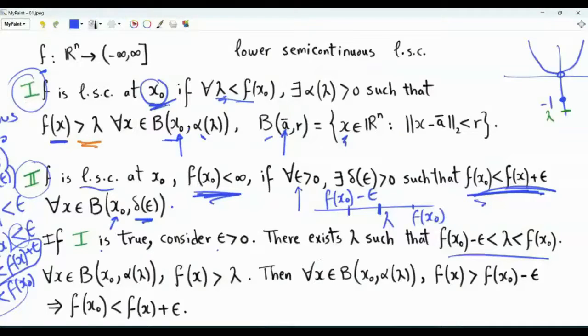Note that the first definition is now assumed to be valid. If we choose a lambda such that lambda is less than f of x0, then there is a neighborhood, a ball with center x0 and radius alpha, which will depend on lambda, such that for every x in this ball, we have f of x strictly greater than lambda. Note that lambda is greater than f of x0 minus epsilon for any given epsilon. Then for every x in this ball, we have f of x, which is greater than lambda, is also greater than f of x0 minus epsilon. Then for every x in that ball, we have f of x0 strictly less than f of x plus epsilon, which is the second definition.